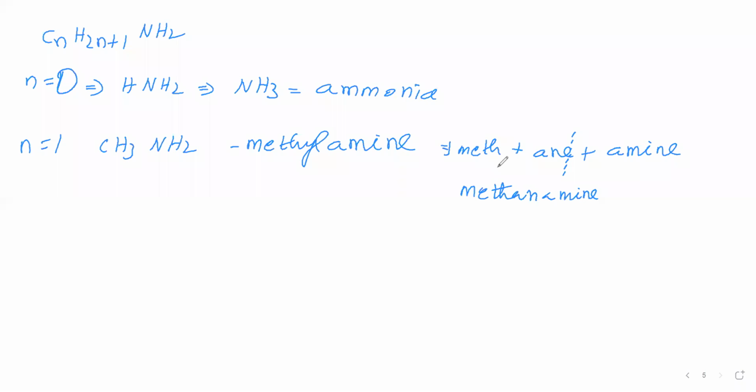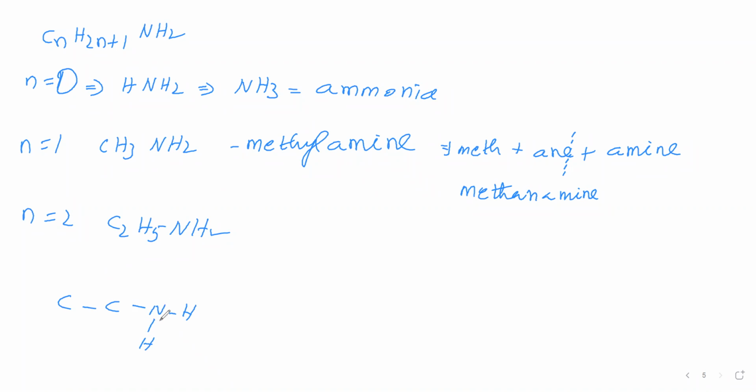Next we will substitute n is equal to 2. If you substitute n is equal to 2, you will get C2H5NH2. Now we will write the structural formula. This contains 2 carbon atoms, we have written. Then NH2 we will write like this.